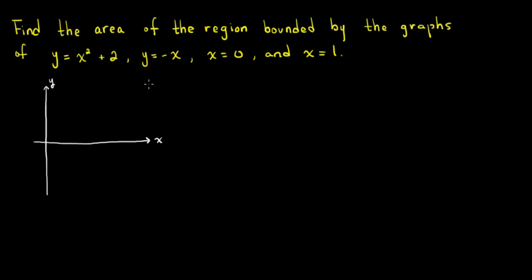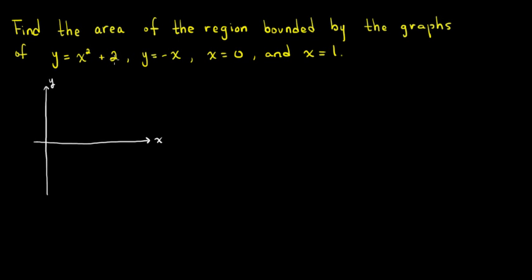Alright, so in this video we're going to continue our discussion on trying to find the area of a region between two curves. And here we have this example. I'd like you to find the area of the region bounded by the graphs of y equals x squared plus 2, y equals negative x, x equals 0, and x equals 1. So we have a lot of graphs that we need to plot on our plane here. But they're not too bad.